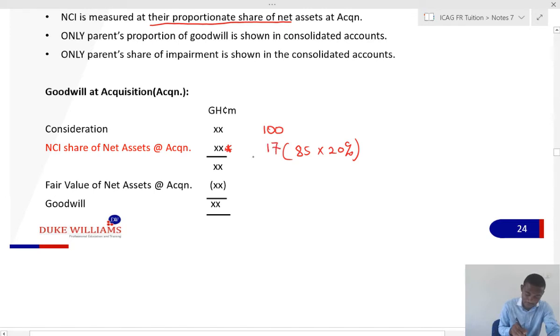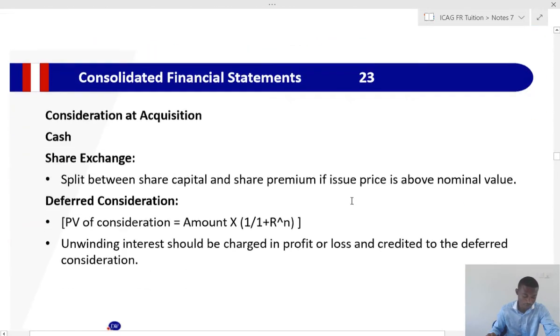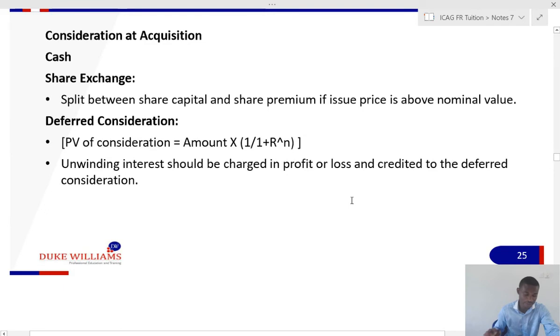So if this is 17, it means the total value is 117, and 85 from this, 117 minus 85, that gives us 32. And if it's 32, this goodwill is only for parent, and that's the difference. Very important. Now let's build on and look at the details of consideration.